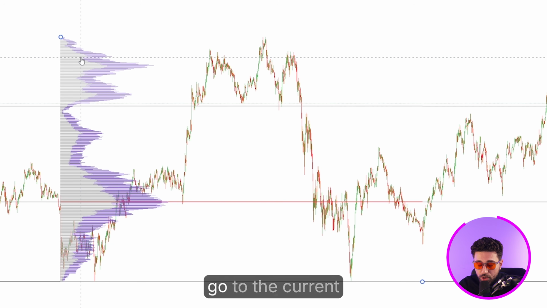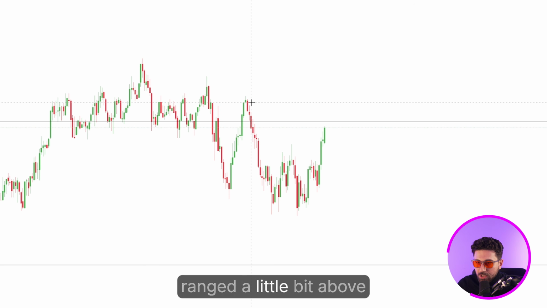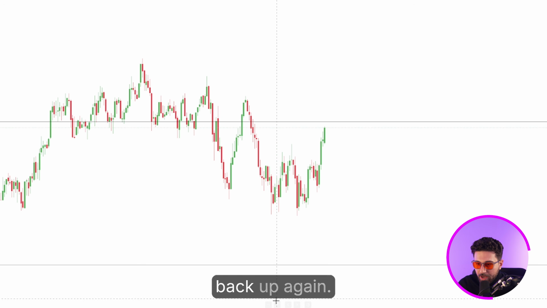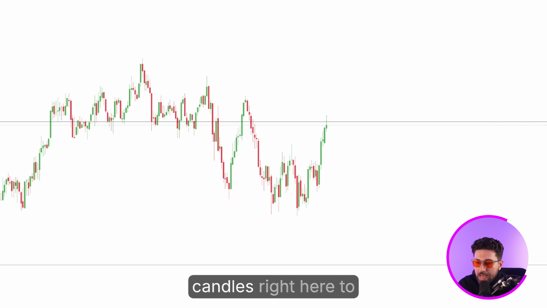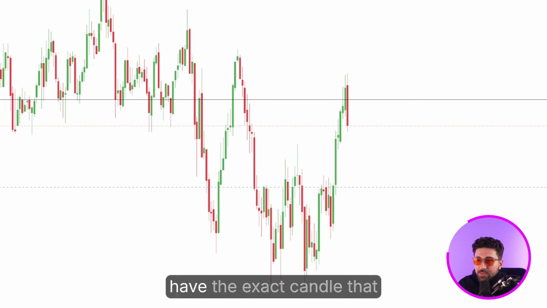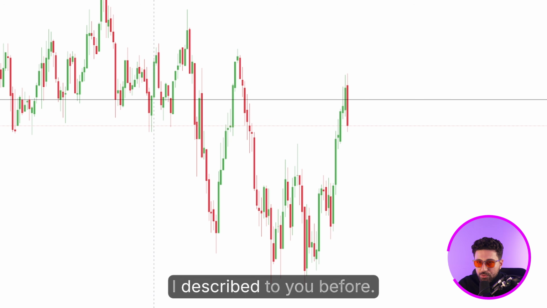And now we will just go to the current day's price action. So right here, we already ranged a little bit above the value area high of the previous day. Now we are coming back up again. I'm just gonna play the candles right here to see what's gonna form. And right here, guys, as you can see, we have the exact candle that I described to you before.